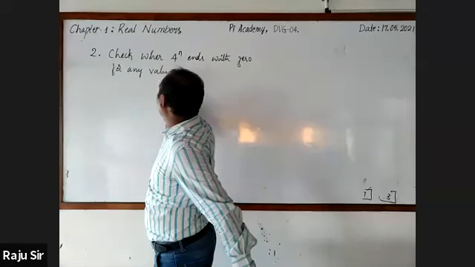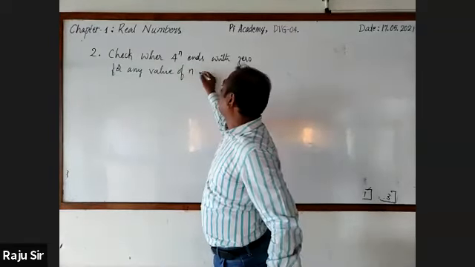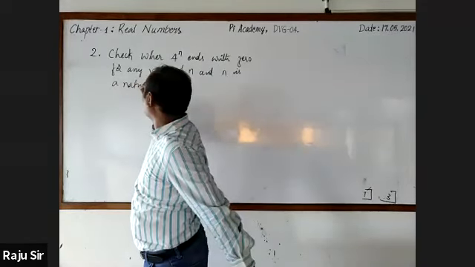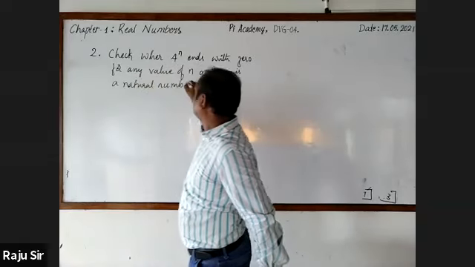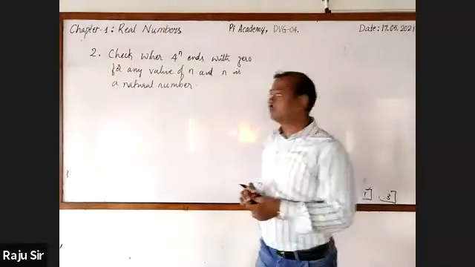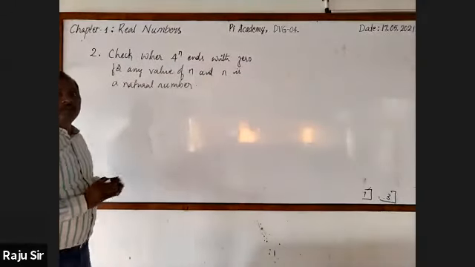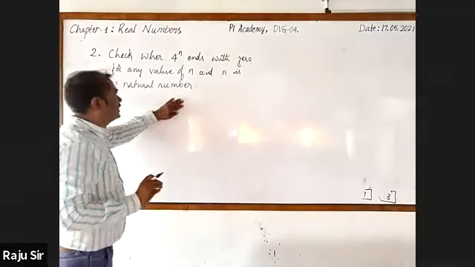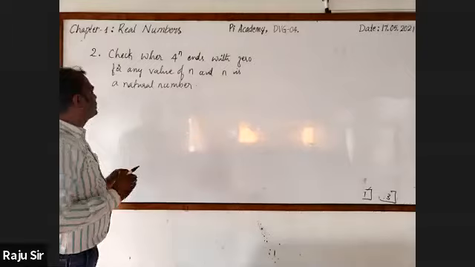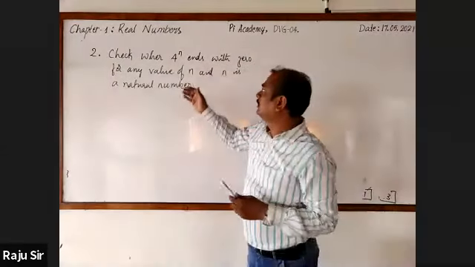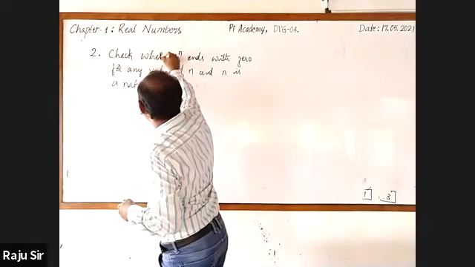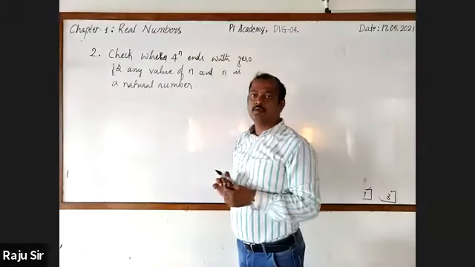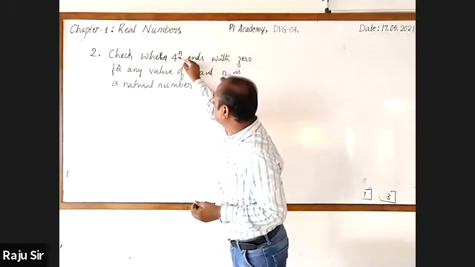For any value of n, and n is a natural number. Hope that you have copied. Now observe this carefully. Don't go for writing just yet. I'll give you time for writing. First you understand the statement and my explanation. You are going to check whether 4 raised to the power n ends with 0. Here the given number is 4 raised to the power n.